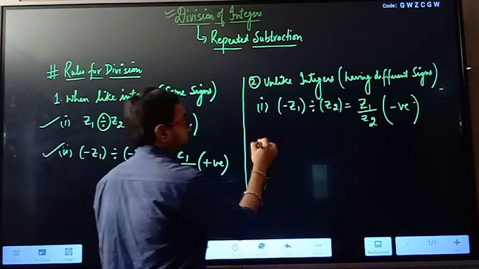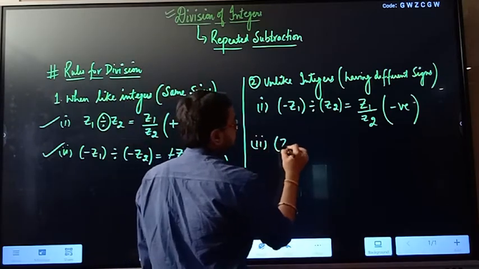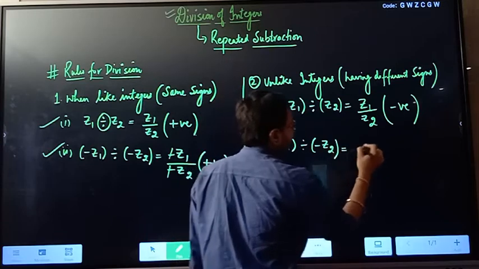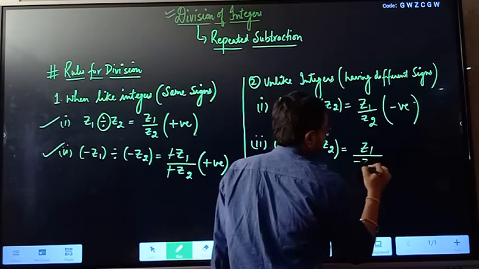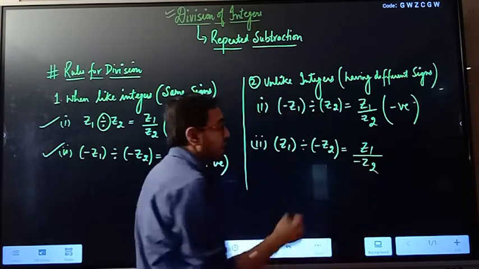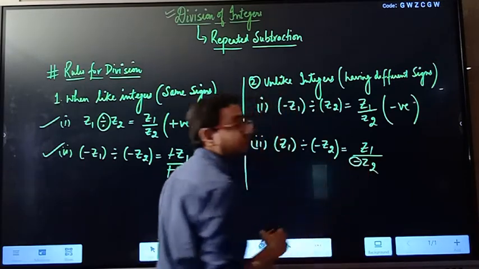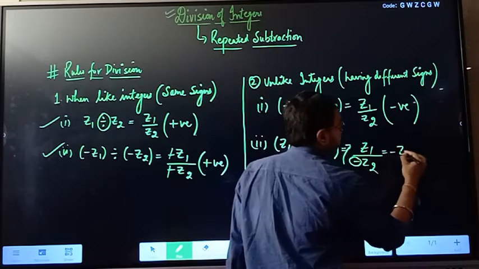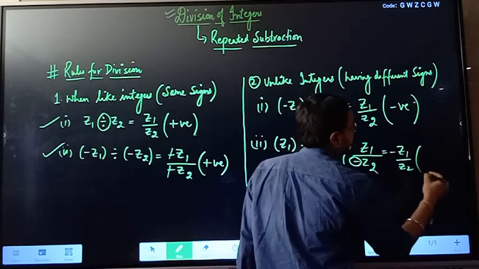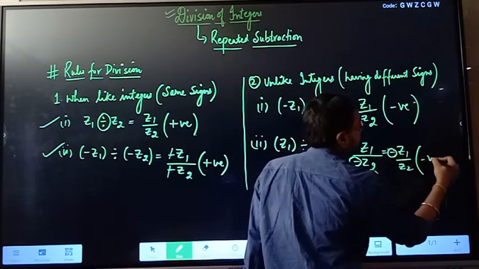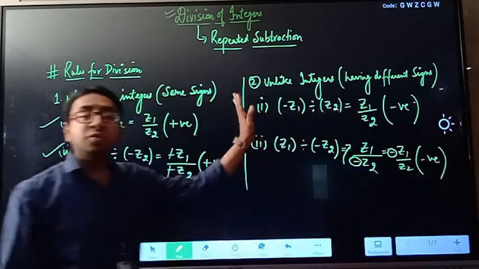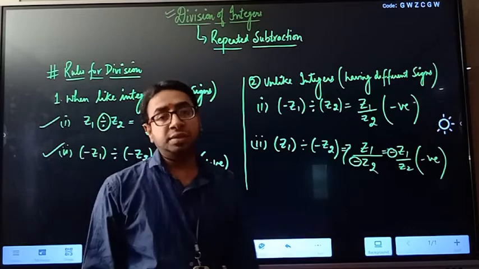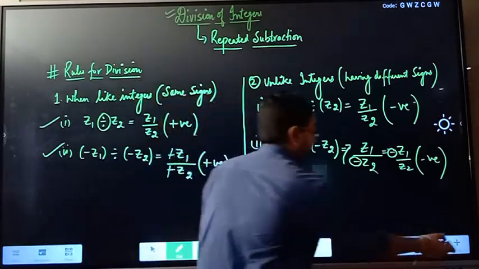One thing more: if your second integer is negative, what will you do? Normally students get confused with this. Whenever you have a negative sign in the denominator, you bring it to the numerator, so it becomes minus z1 upon z2. It means again we have the negative sign. So in case of unlike integers, we will definitely have a negative sign. Are we clear?